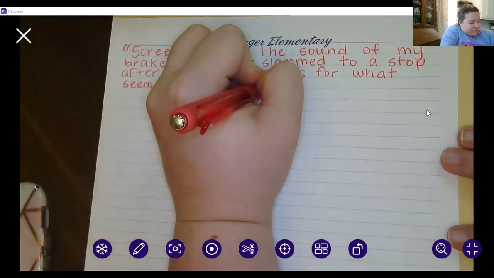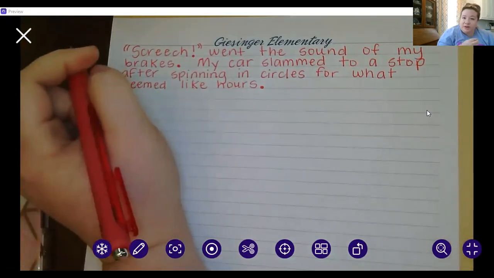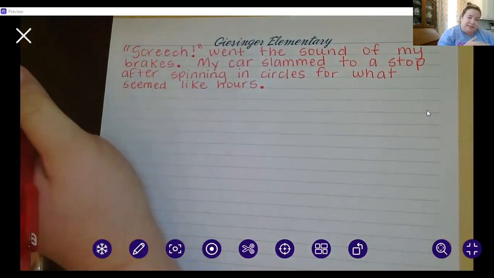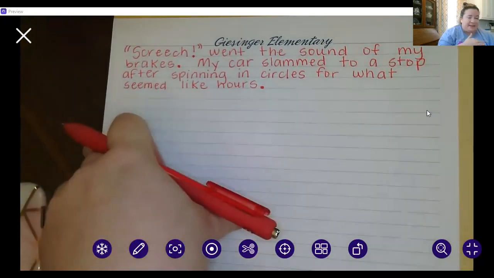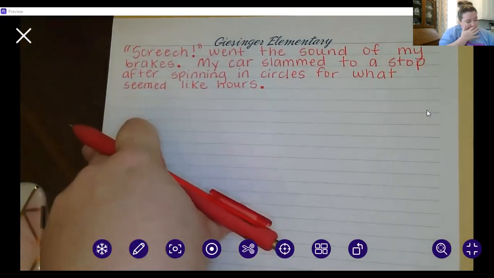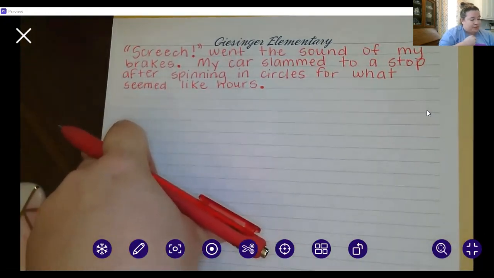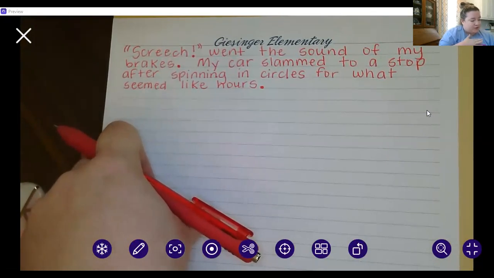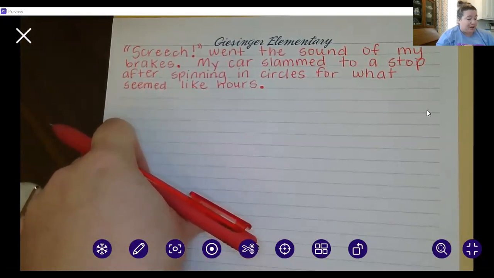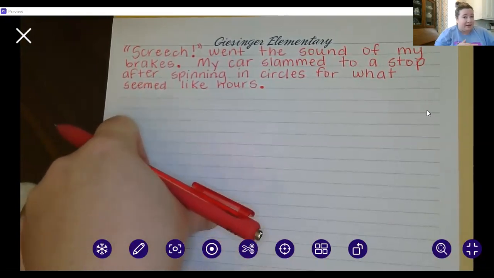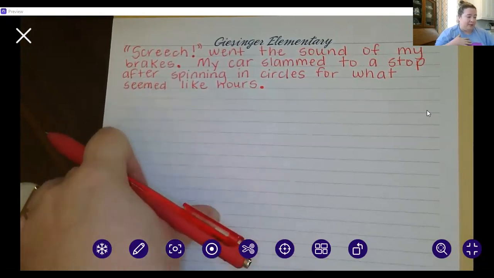I think this would be a good place for me to stop and reread what I've written so far to make sure I didn't leave any words out by accident and to make sure that it sounds pretty smooth so far. Screech went the sound of my brakes. My car slammed to a stop after spinning in circles for what seemed like hours. Can you picture that in your mind? Probably sounds scary, and it was a little bit scary, but thankfully I was okay.